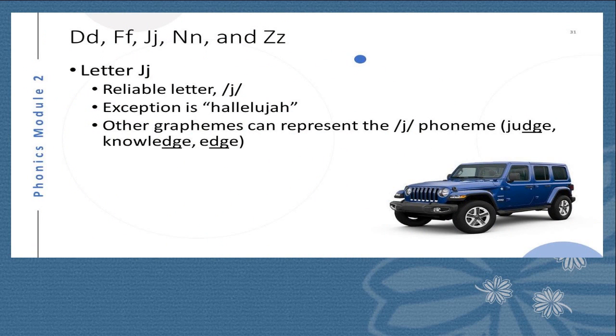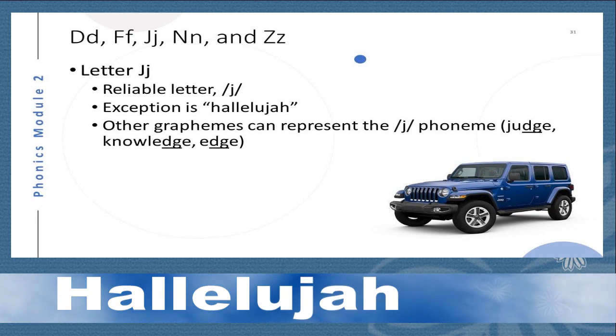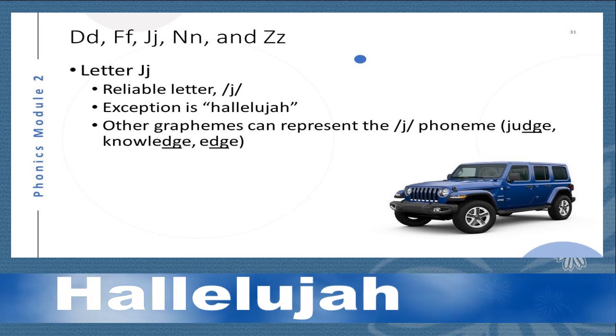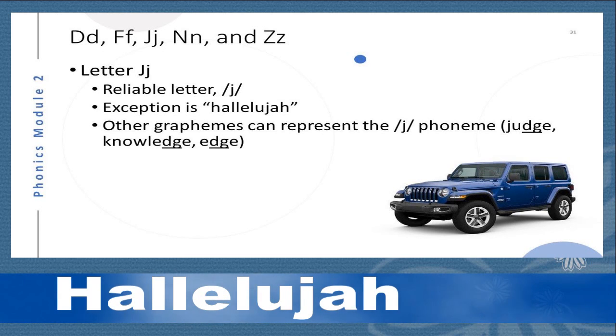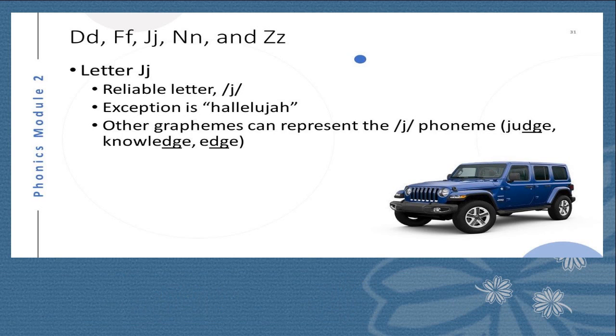Say Jeep out loud. Now pronounce the first phoneme in the word. The J of Jeep is the phoneme for the key symbol J. J is a very reliable letter. There is one exception. Pronounce this word aloud. You see a J, but you do not hear J. Can you determine what key symbol you would use to represent the J in this word? The digraph DG can also represent the J sound, as in judge, knowledge, edge.